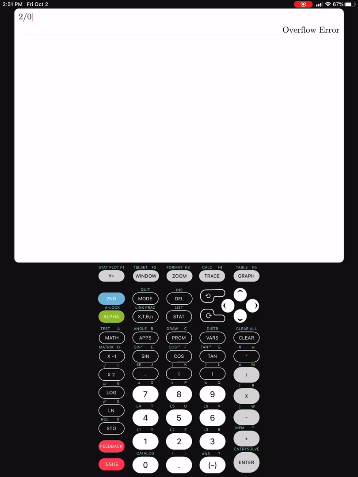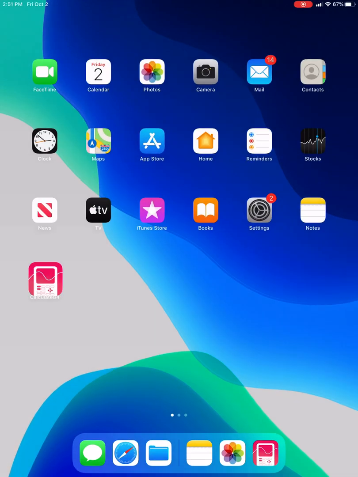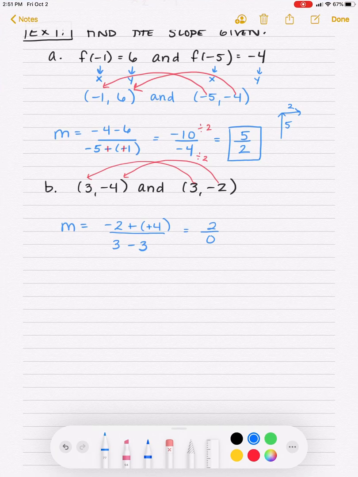Now, this is a different kind of calculator. Your calculator probably says error divided by 0. But the point is that we get an error. And the reason we get an error is because this is an undefined slope. That undefined happens because we divide by 0, which you cannot do in math.